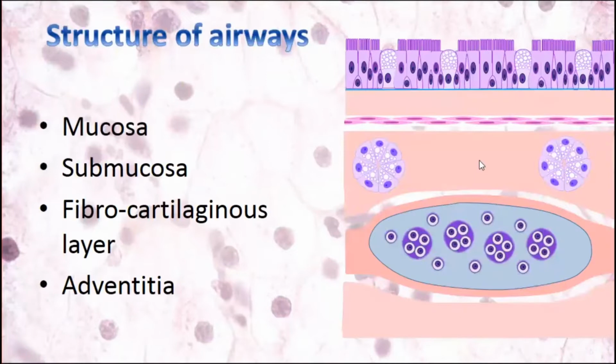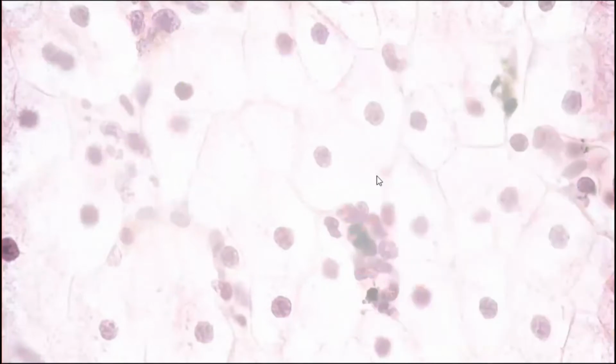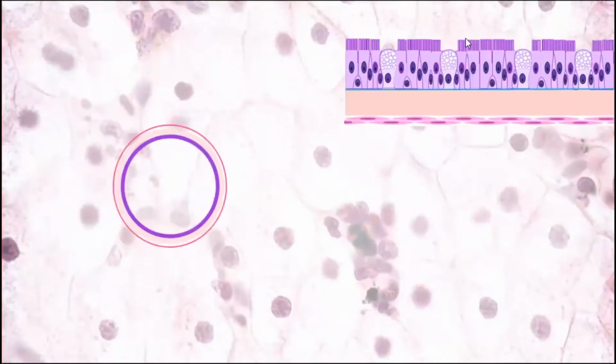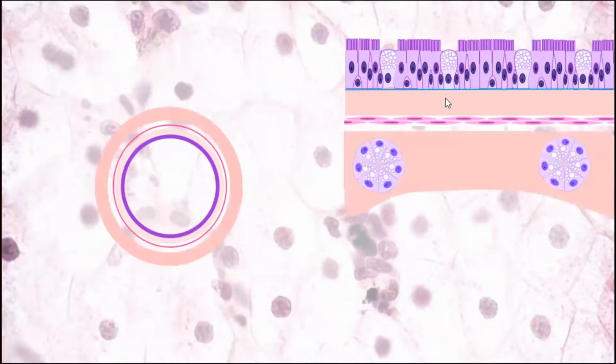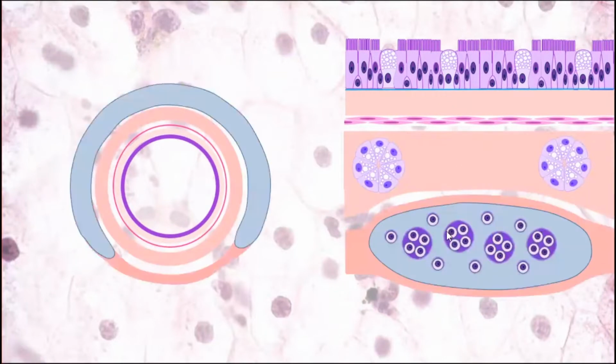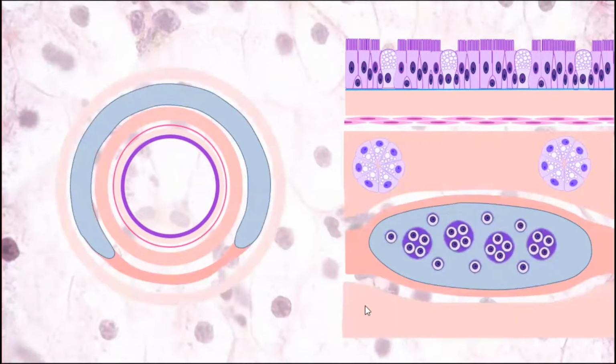And let's talk about all those layers. So the innermost layer is mucosa. Next is submucosa. Next is the fibrocartilaginous layer. And the outermost layer is adventitia. These are the 4 basic layers of the wall of the respiratory tract.